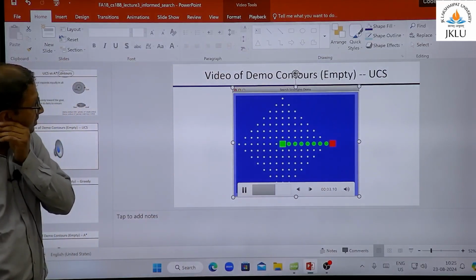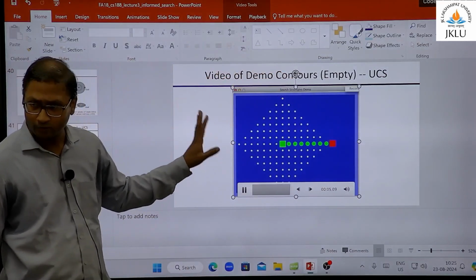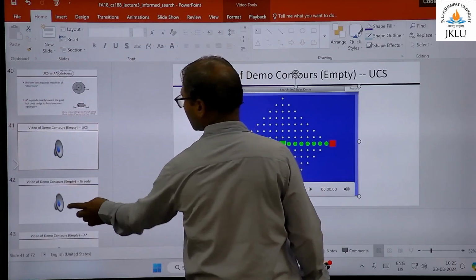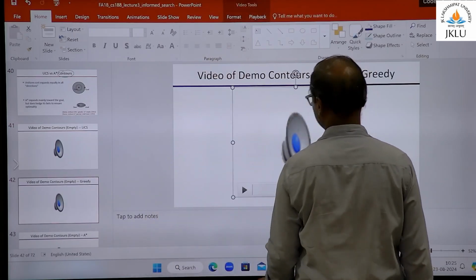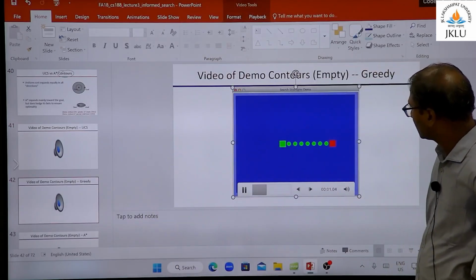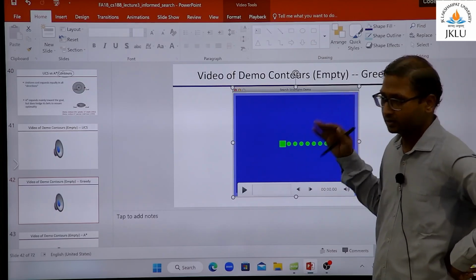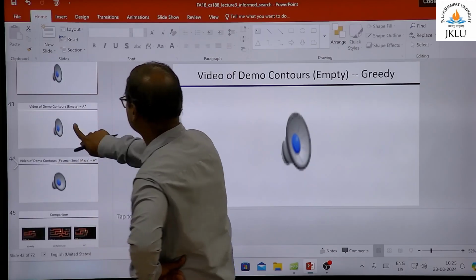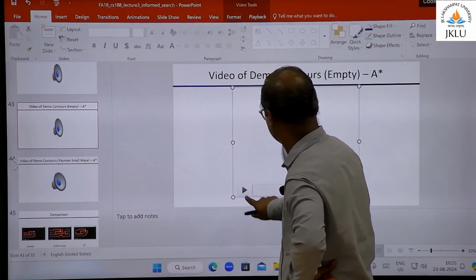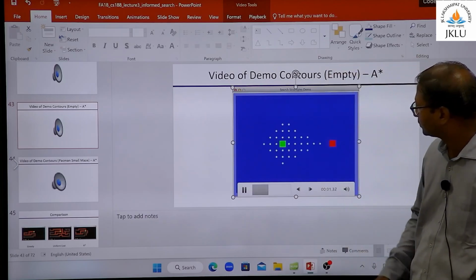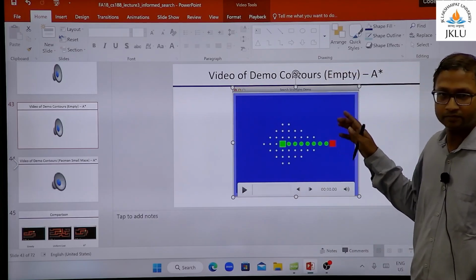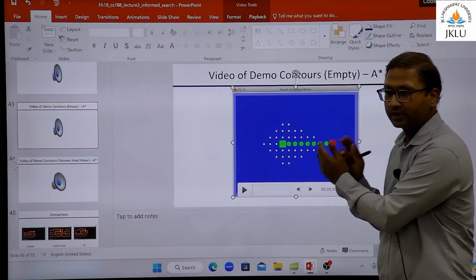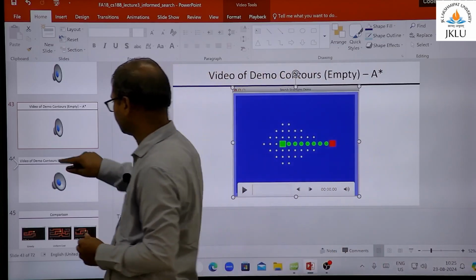Which one is this? एक बार देख लो यहाँ पे UCS, uniformly expansion. Okay. Now this was greedy. This won't happen either. Now so this is A star. Okay. You are not exploring everything. You are moving in the direction of goal.